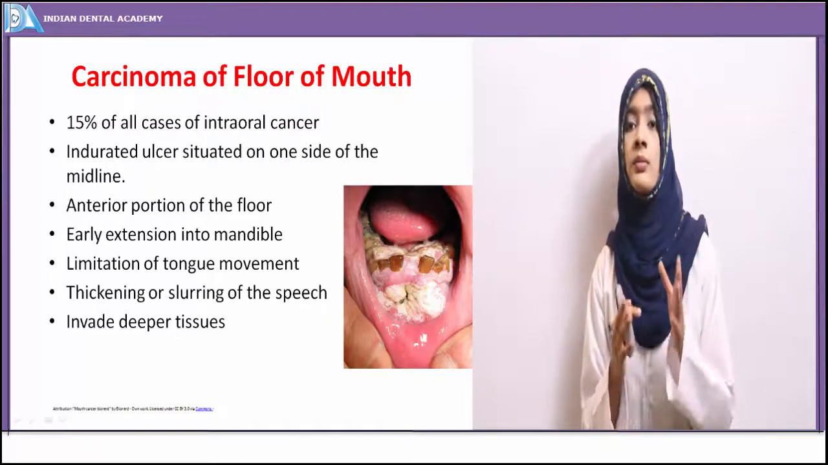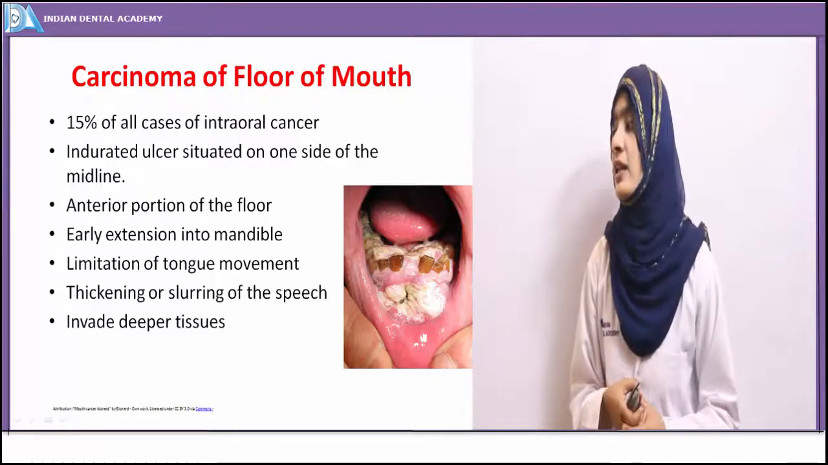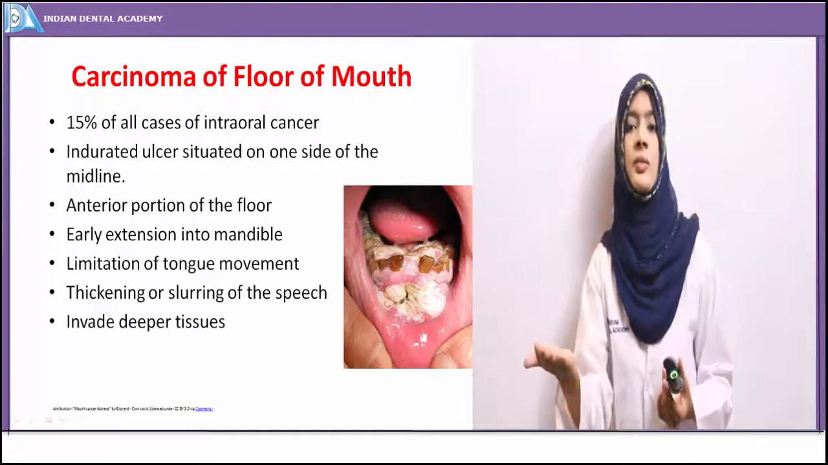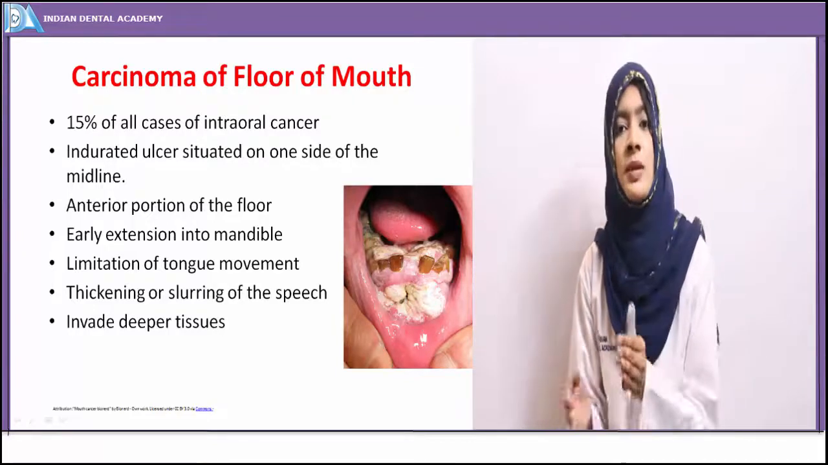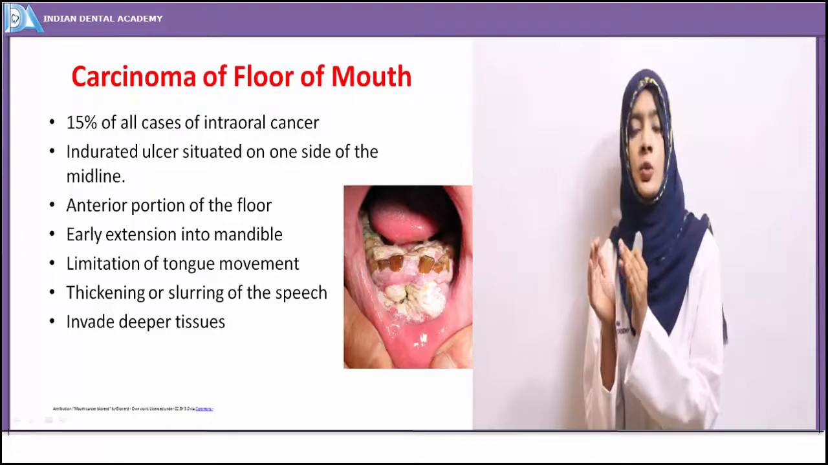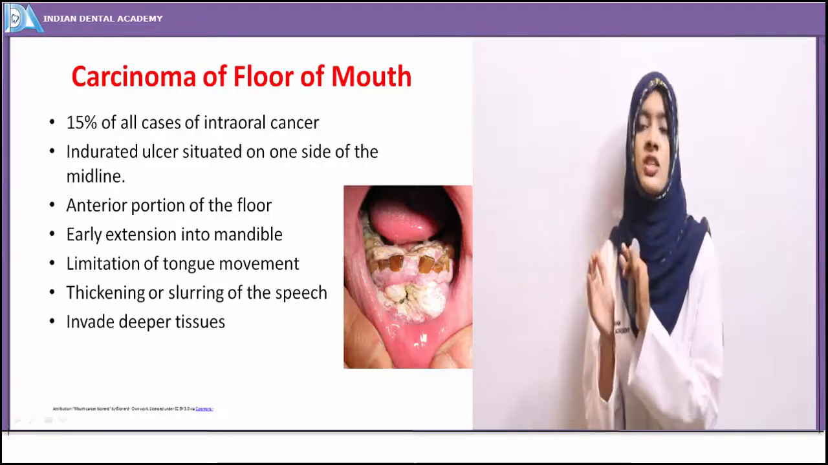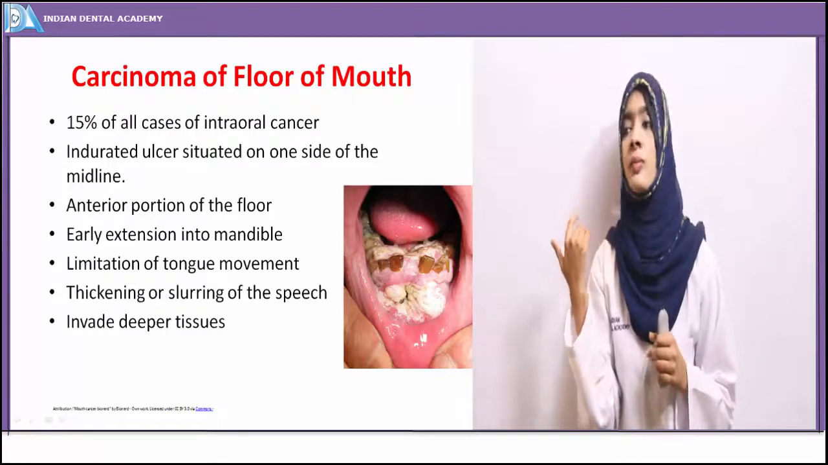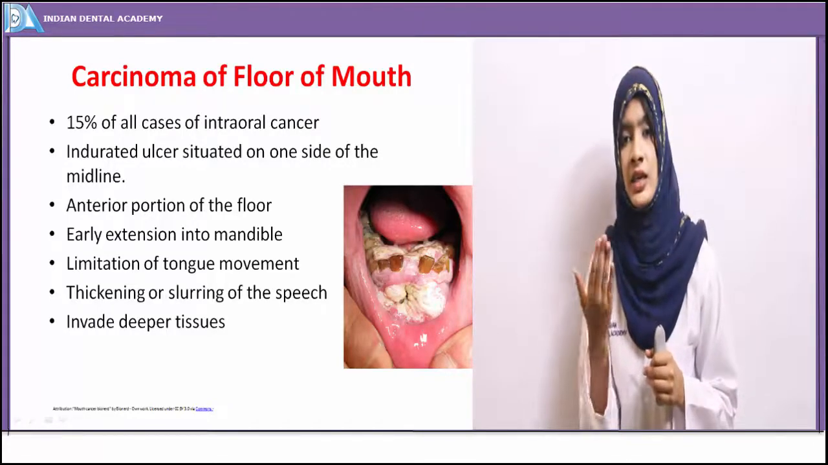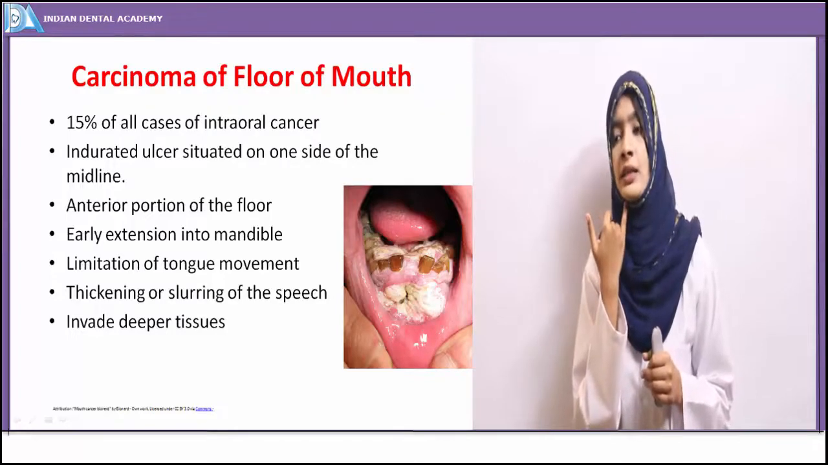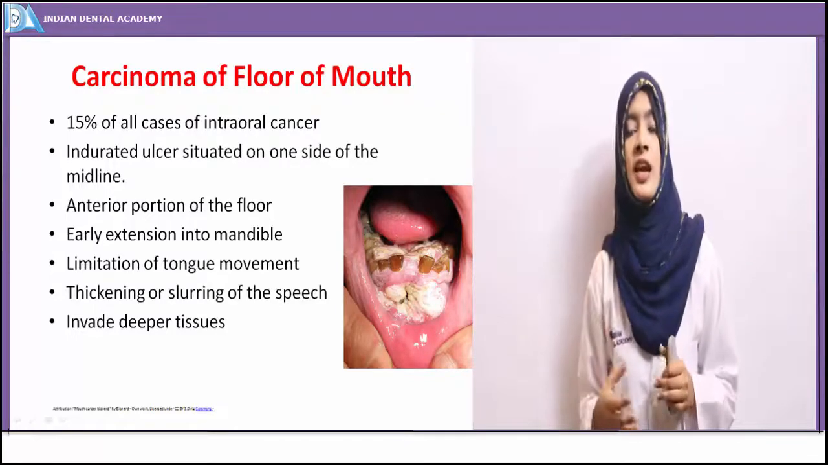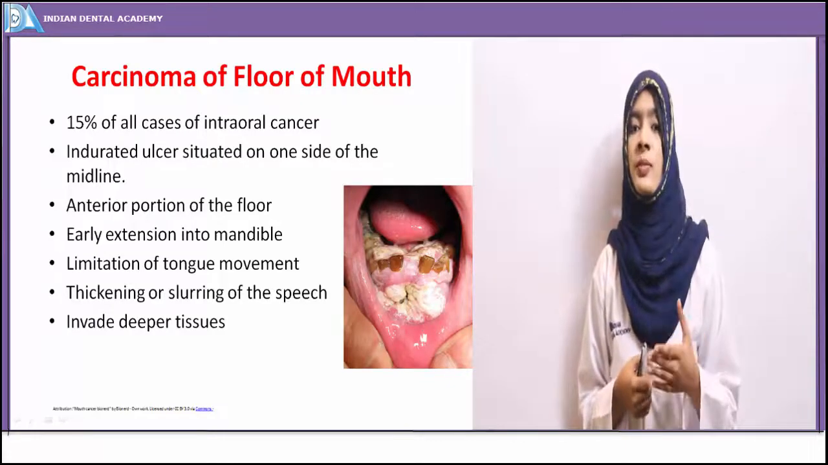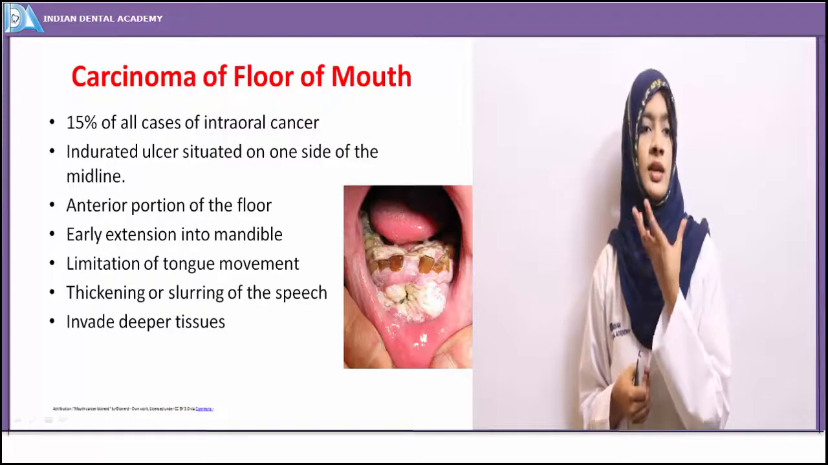Tongue is more common. Next is the floor of the mouth, and initially it begins as an indurated ulcer which is present only on one side of the midline. It does not spread to the other side. Initially it begins as an ulcer restricted to one side of the midline with characteristic features of induration. Once the disease progresses, it tends to involve the whole of the floor of the mouth, and even the cortex is involved by the tumor cells. Because of early extension to the mandible, the swelling may involve the jaw.